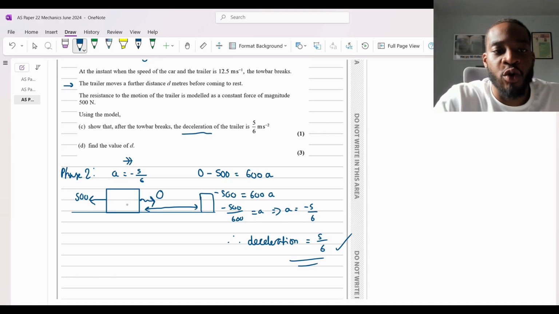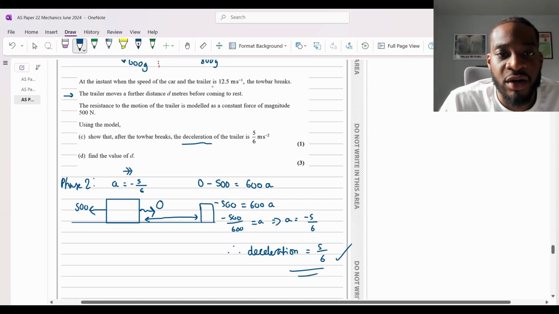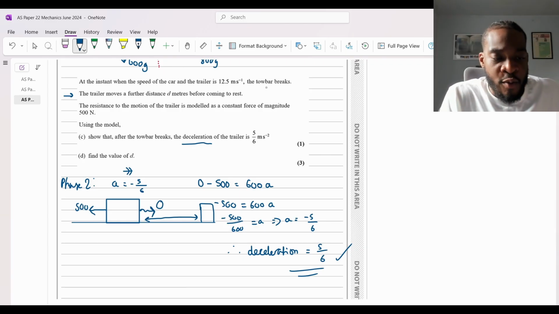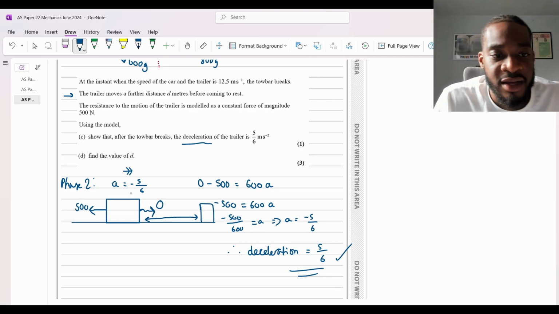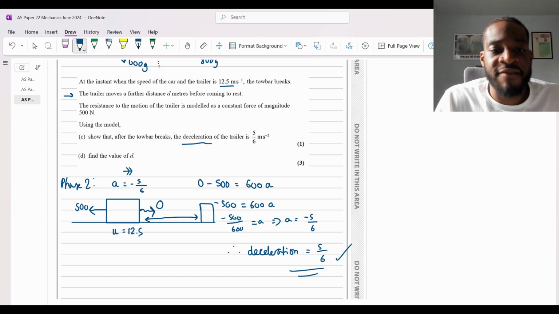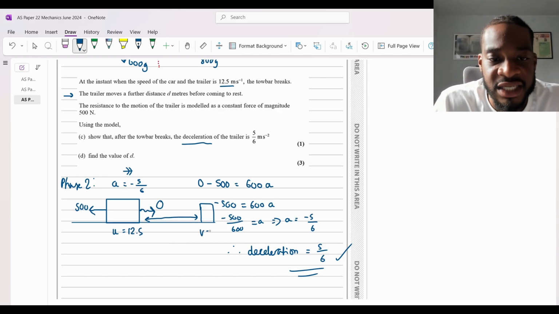And what do we know? Remember, at the instant when the speed of the car and the trailer is 12.5 meters per second, the tow bar breaks. So the moment you finish phase one and you're at the start of phase two, the trailer and the car have a speed of 12.5. So our initial speed at the beginning of phase two is 12.5, and I can put that there. And if it gets to rest, what would the speed be? It would be zero, so V is equal to zero.